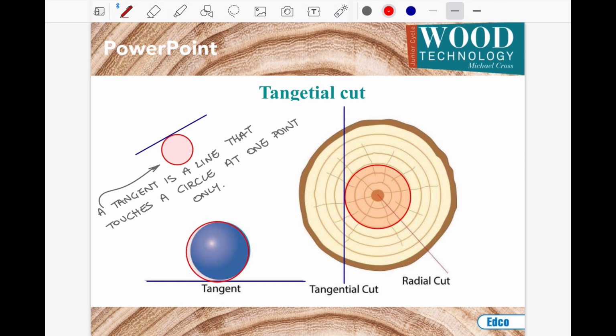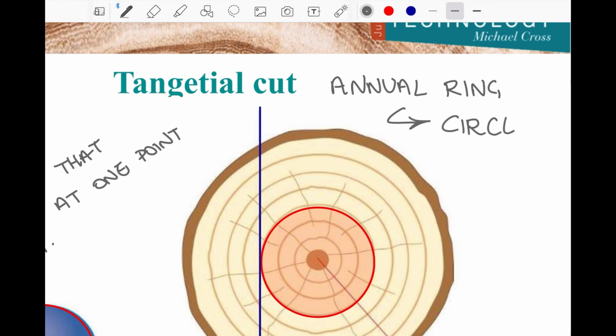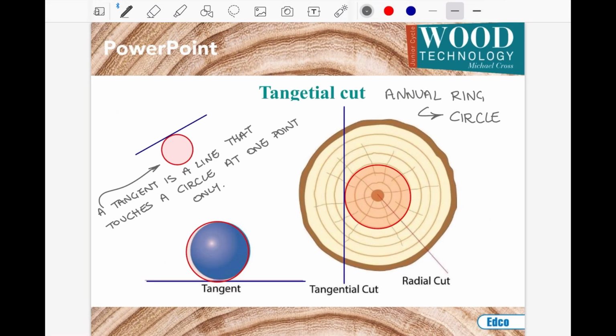Now, a tangential cut means to touch tangentially to the annual rings. What is an annual ring? An annual ring occurs yearly in each tree. Effectively, it's a circle, isn't it? So to cut tangentially means to cut at a tangent to the annual rings. So that's what tangential sawing is.